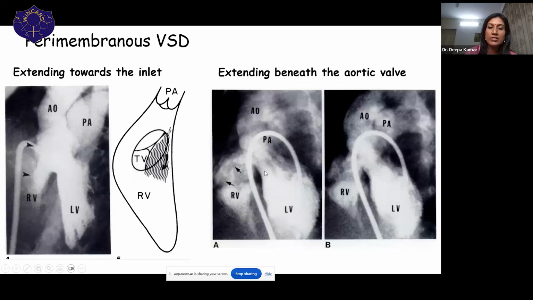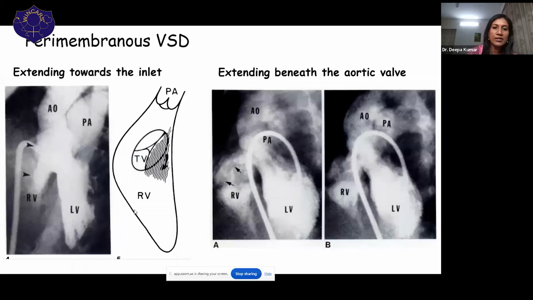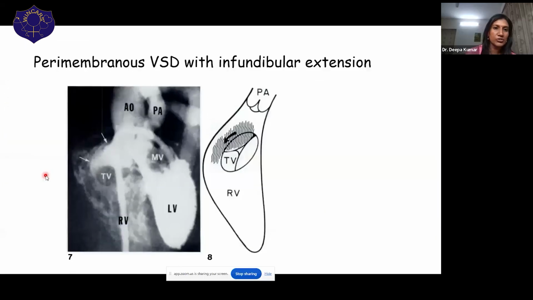And if the perimembranous VSD has a subaortic extension, you see that the dye is almost flowing horizontally into the right ventricle. This has great implications when you're trying to do a device closure. So here, in the first image, you have to be more careful about the tricuspid valve, whereas in the second image, you have to be careful about the aortic valve when we are doing a device closure.